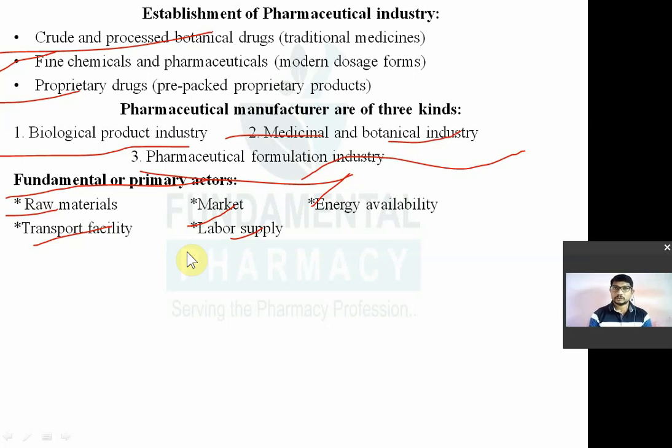For example, you can purchase your own diesel generator and all that. The diesel should be available now, right? So energy availability, market, raw material, these are the primary factors.